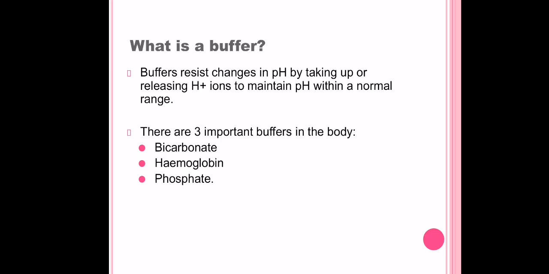What is a buffer? Buffers are an important consideration in acid-base balance. Buffers help resist changes in pH by taking up or releasing hydrogen ions to maintain the pH within a normal range in our body. So buffering agents are really important, and there are three main ones that our bodies use, and those are bicarbonate, hemoglobin and phosphate.